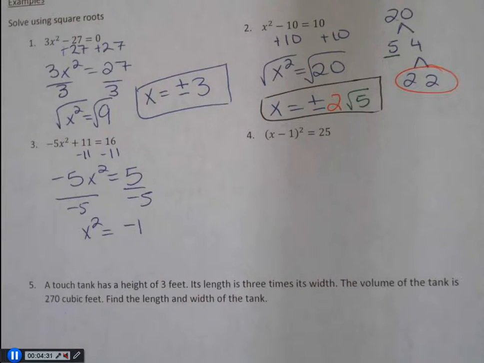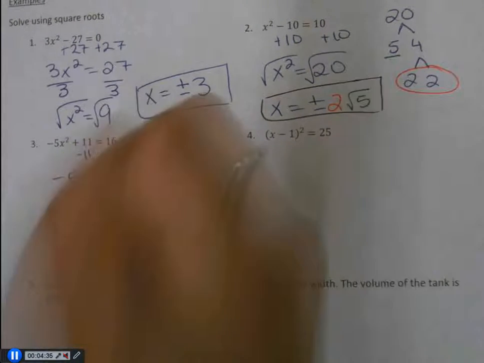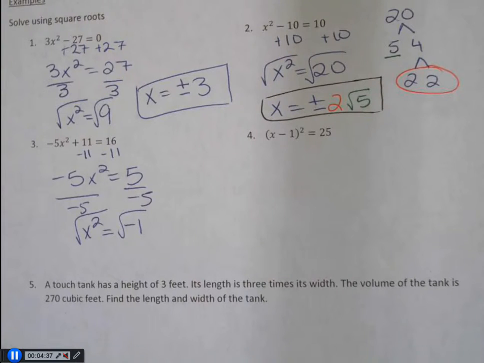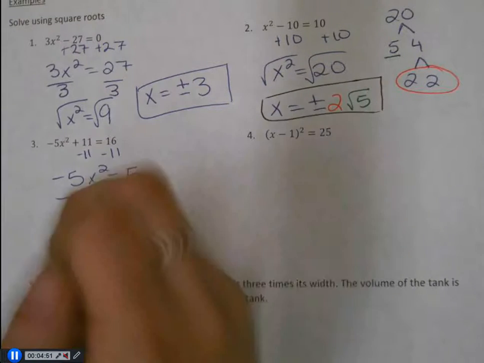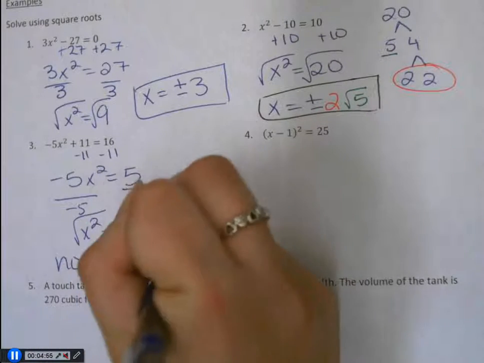Then what? Okay. Can I take the square root of negative 1? No. So what do I do here? If I can't do it, what do I write? I write no solution. If I can't solve it, I just write no solution.